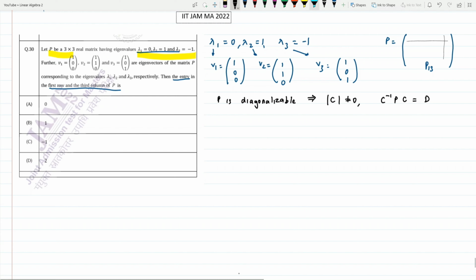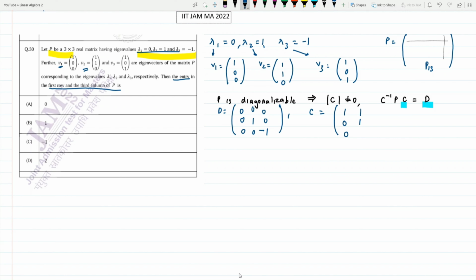Now, we know about these two matrices. We know about C and we know about D. The diagonal matrix D is the one which has all 3 eigenvalues on its diagonal. So we'll have 0, 1 and -1 on the diagonal. Remaining entries are 0. And the non-singular matrix C has the eigenvectors as its columns. So v1 will represent the first column. So we have 1, 0, 0 as the first column. v2 is the second column. So that's 1, 1, 0 over here. And v3 is the third column. So we have 1, 0, 1 over here.